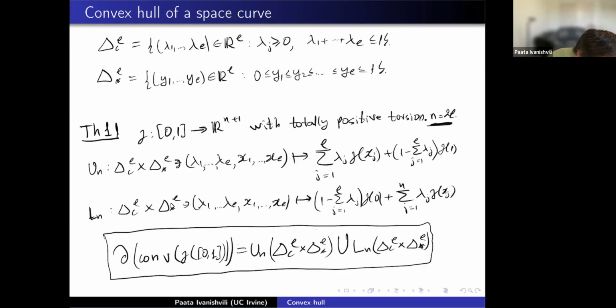And I will need another simplex, Δ*_L, which is y_1, ..., y_L from R^L, L-dimensional Euclidean space, so that they satisfy this, they are in increasing order: 0 is less or equal y_1, is less or equal y_2, etc., is less or equal y_L, is less or equal to 1. If I take L equals 1, then these are just the intervals [0,1] that I had in the previous slide.